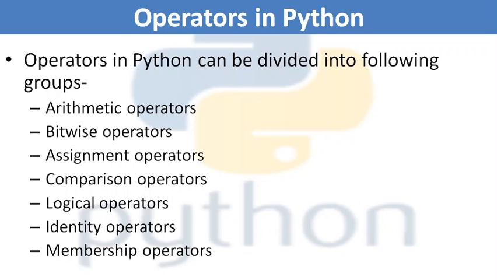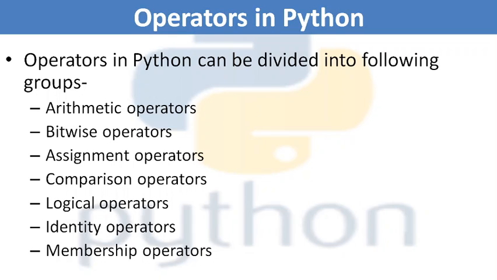Assignment operators are used in Python to assign values to variables. Comparison operators are used to compare values. They return either true or false according to the condition, like equal to (double equals), greater than, less than, etc. Then logical operators are used to combine conditional statements.